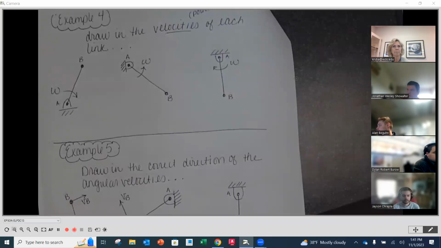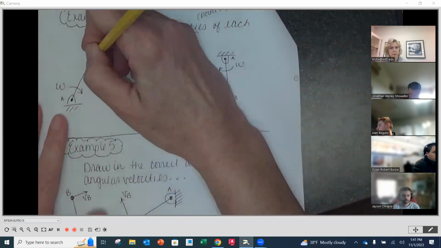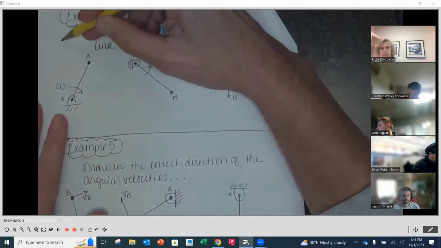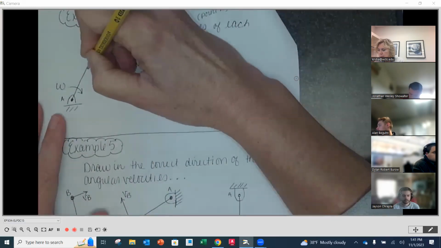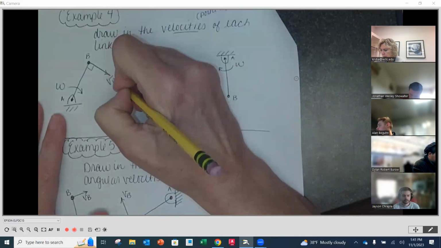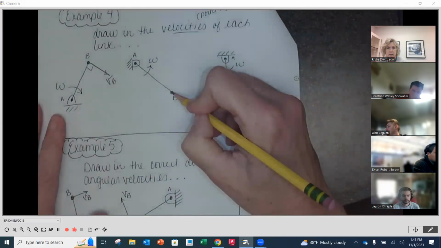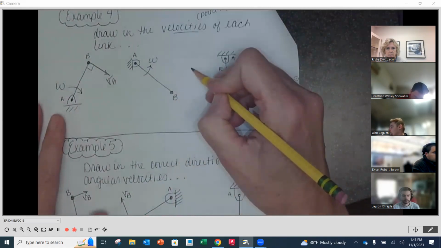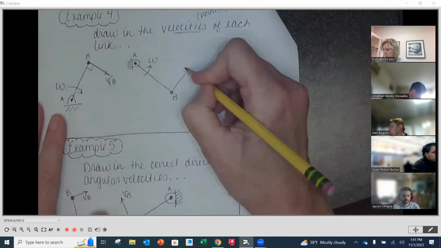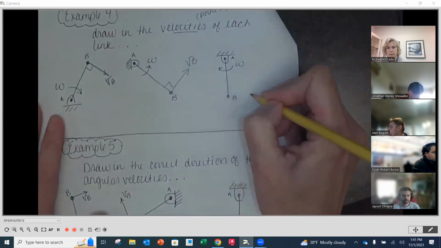Got it? Piece of cake, right? So tell me which way I'm going with my VB here. Am I going up and to the left or down and to the right? Down and to the right, perpendicular to its radius back to the center of rotation. What about VB here? Is it going to go up and to the right or down and to the left? Up and to the right. Yep, perpendicular to it. Okay. And this one, am I going left or right?